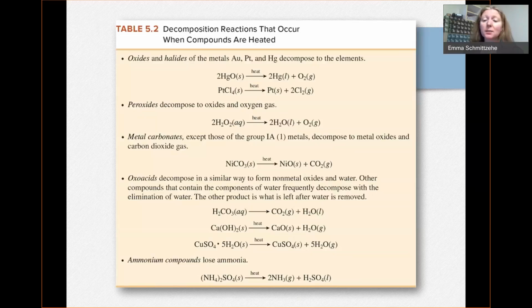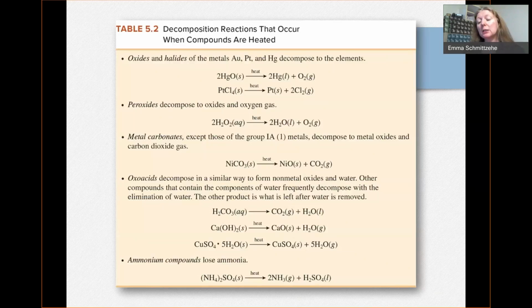Whereas if you have peroxides, those are going to form oxygen gas and have some oxide remaining. If you have a metal carbonate, carbonates tend to form carbon dioxide, and what's left over is going to be some oxide. And then they've got some more things about oxoacids and ammonium compounds, but basically, in a decomposition reaction, either things split up into the individual elements, or what these things are showing you is that small, stable molecules come off.